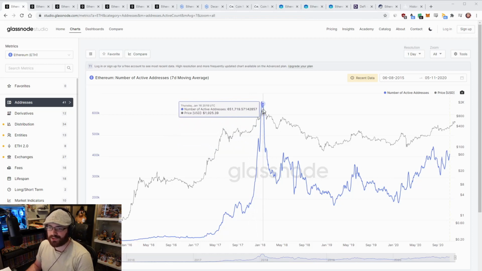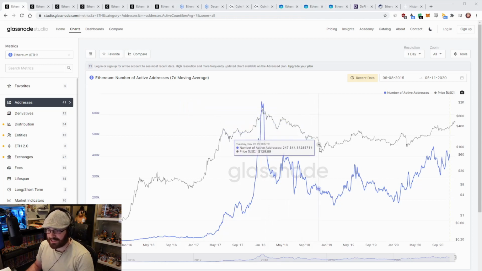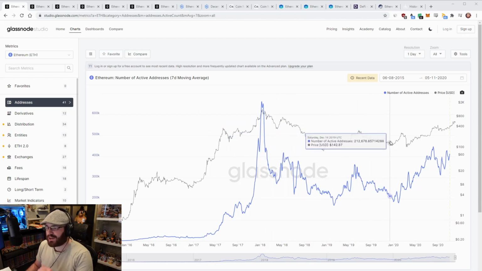So, these are addresses every day that are active on the Ethereum network, whether that's sending ETH, interacting with a smart contract, interacting with a DeFi protocol, sending tokens, anything like that. That's what counts as an active address, right? And it tends to follow price. You can see the price here in black and then the active addresses in blue. You can see how it pretty much tracks price. But sometimes it doesn't. Sometimes it'll go off base there. But generally, it tracks the price.